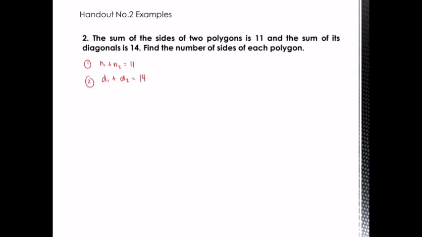Okay? So from the formula sa diagonal, n over 2 times n minus 3. And we have, for the first polygon, D1 niya is n1 over 2 times n1 minus 3.